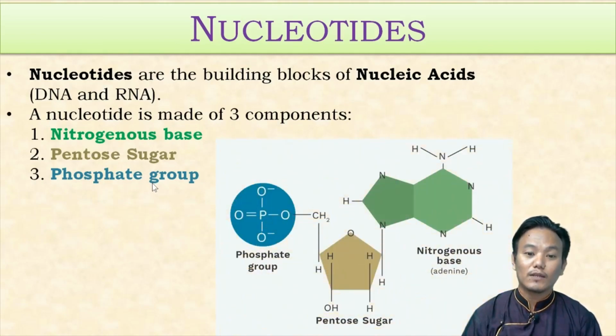Now look at this particular diagram. So this is a nucleotide. It looks complicated, but if we break it down, it will help us understand easier. If you look at this green ring-like shape, this is a nitrogenous base. And this light brown colored ring is a pentose sugar. And this particular blue circle is a phosphate group. So a nucleotide is made up of these three components. Now let us discuss them one by one.